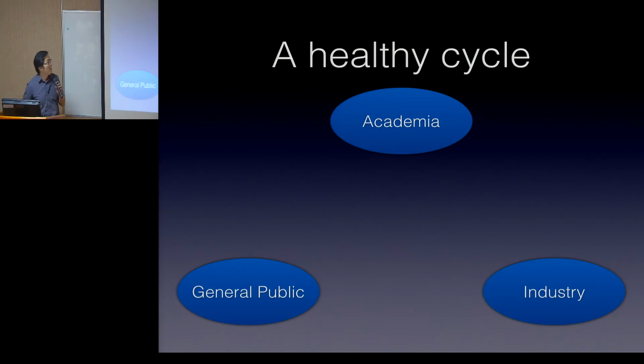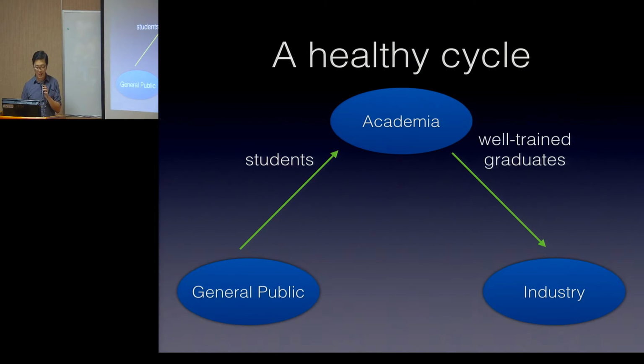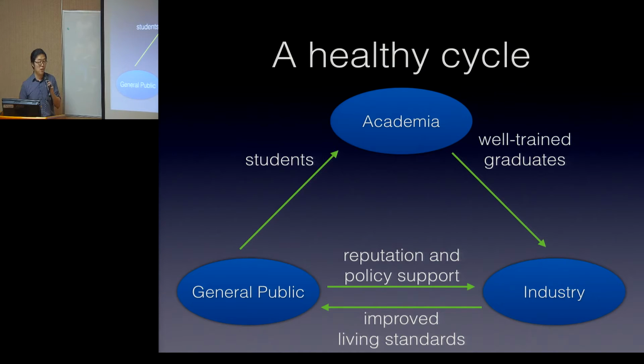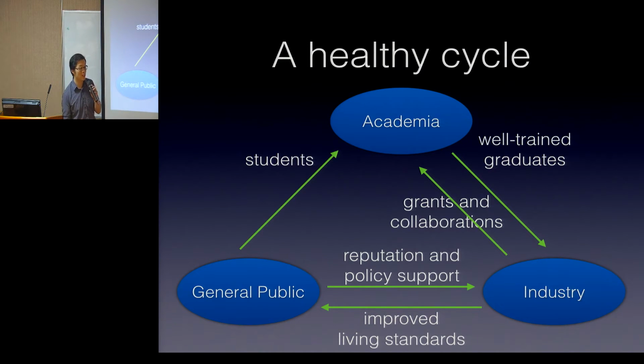Let's take a step back and take a look at what a healthy cycle should be. A healthy cycle would be the general public trusting the academia, providing abundant good students, and then the academia would be producing well-trained graduates to the industry, and in return, the industry is able to keep up good profit margins and provide improved living standards for the general public. So the general public would give reputation and policy support, and then industries are more likely to give grants and collaborations instead of everybody waiting for 科技部 to give them the money. And then the academia would be able to provide opportunity to the general public. You come here and learn and train, and then you'll be able to make a better living.